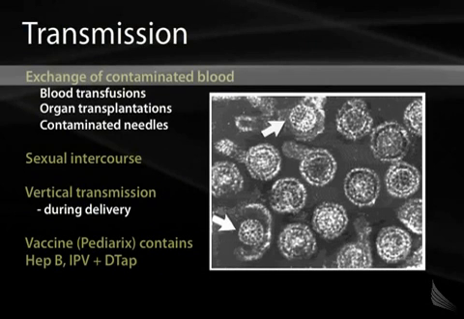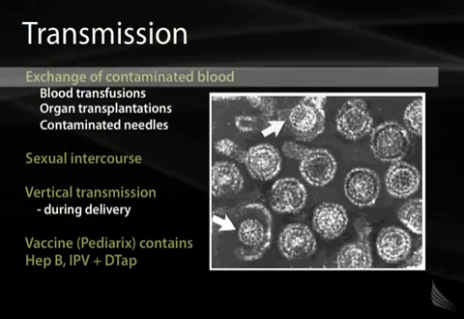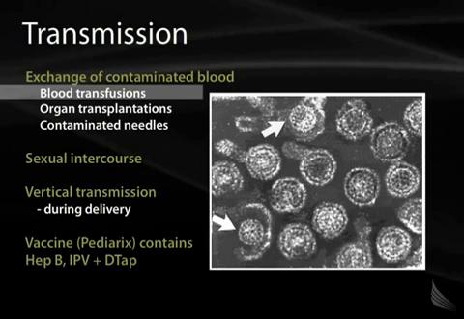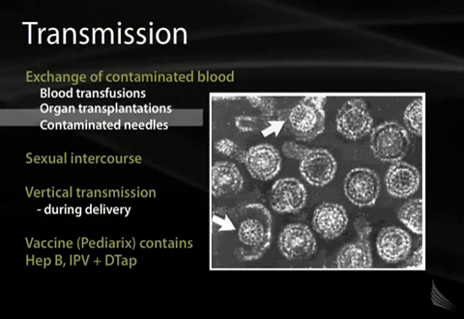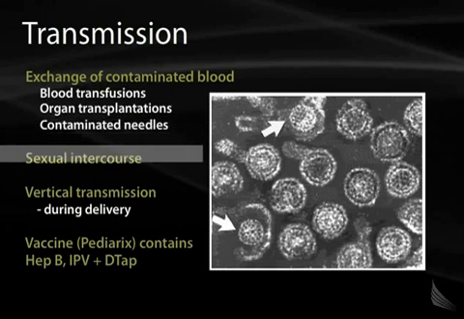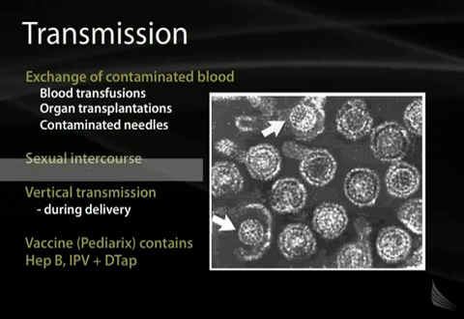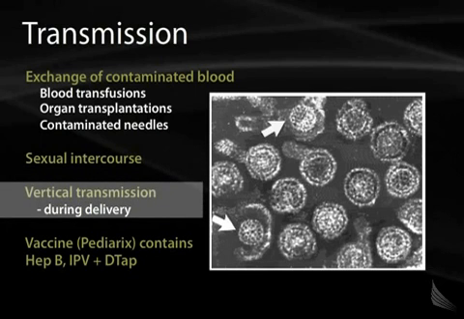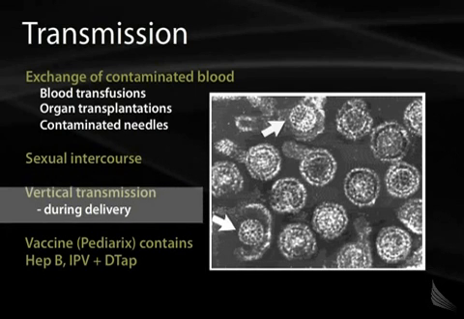Transmission of hepatitis B virus happens in the exchange of contaminated blood. Blood transfusions used to not be screened for hepatitis B. Organ transplantations are a common cause, and contaminated needles. Sexual intercourse is also another way to transmit hepatitis B, and vertical transmission from mother to child during delivery.